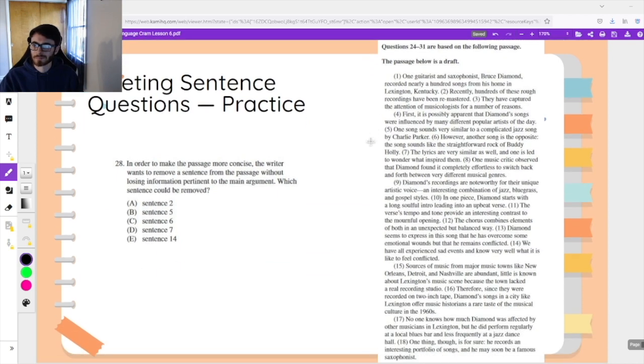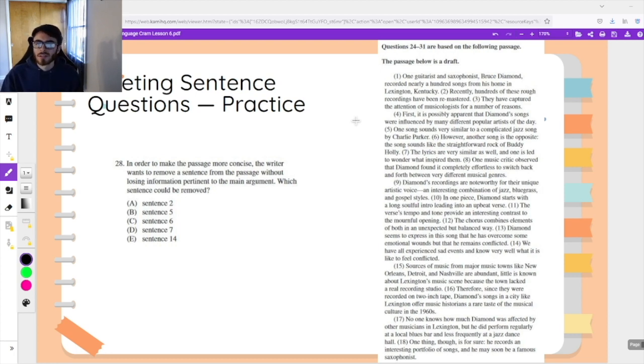Let's try one more. This, I think, is a new passage we haven't seen yet, so you might want to skim this one. This question asks us not whether or not we should delete a sentence, but which sentence could be removed. So we have to delete a sentence. Which one of these can we delete? This is going to require us to check multiple parts of the passage, maybe even multiple paragraphs. Give it a skim, and then try to figure out this question.